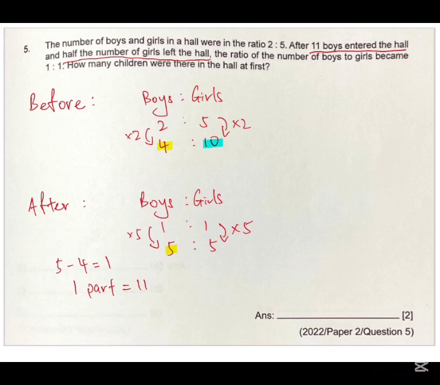Okay, then now they want to find the total number of children in the hall, which means the total number of boys and girls at first. So how many parts would there be? There will be 14 parts, because 4 plus 10 gives me 14. So 14 parts equals 11 times 14. So this gives me 154. So the answer is 154.